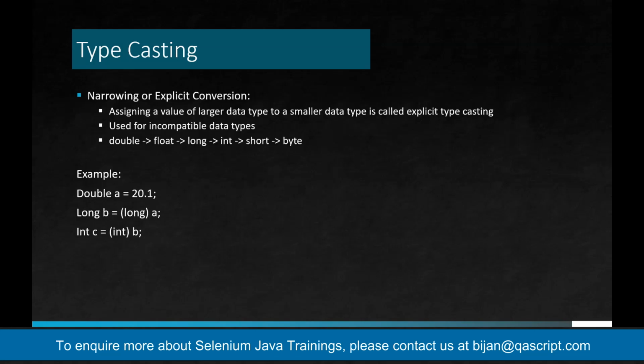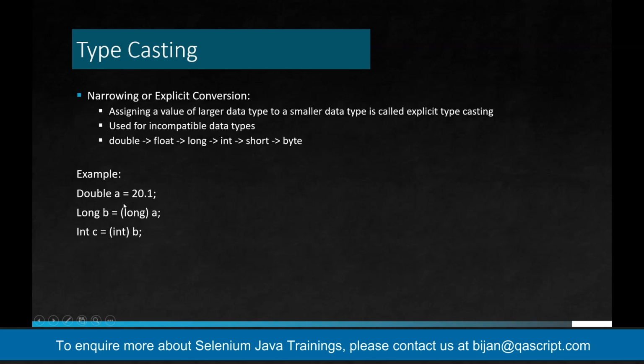The other type is the explicit conversion. As I said, it is also known as narrowing typecasting. This is a situation where you want to assign a value of a larger data type to a smaller one, right? And this is also known as explicit typecasting. This is used when your data types are incompatible. If you see the flow, you can convert from double to float to long, int, short, byte, right? So from larger to smaller, right?